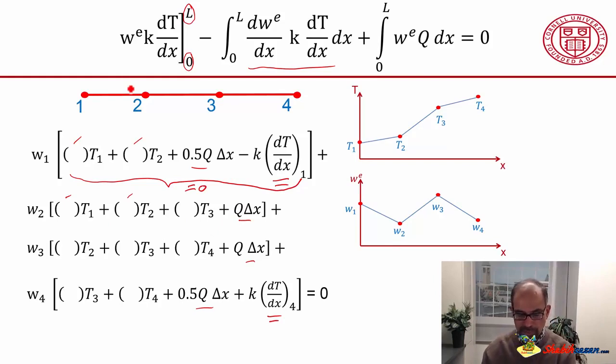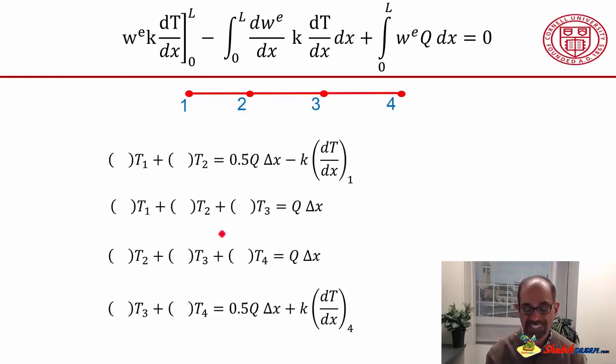And you'll get the set of equations shown here. So that's the equation at node 1, this is the equation at node 2, this is the equation at node 3, and that's the equation at node 4.